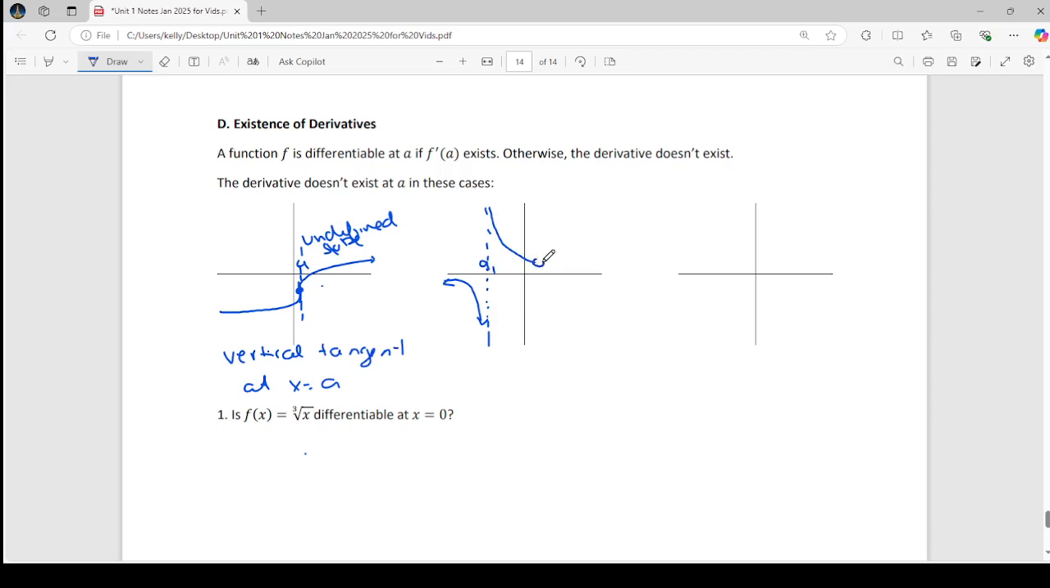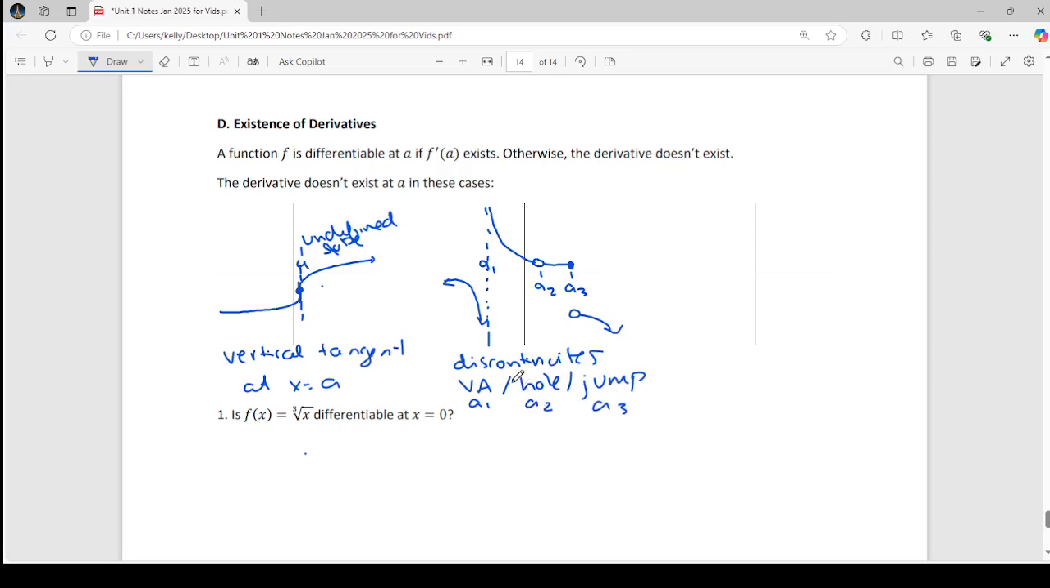Another time we can have no function is when we have a hole. So there's a hole at A2. Another time is if the function has a jump. At A3, the function exists, except it jumps, and then there is no derivative here either, because we can't describe the behavior around a jump. So there are discontinuities that can cause the derivative not to exist: a VA, like at A1, a hole, like at A2, and a jump at A3.